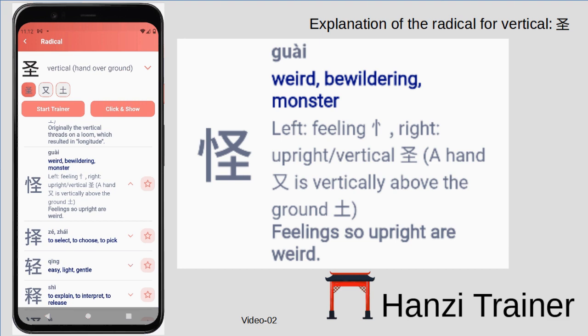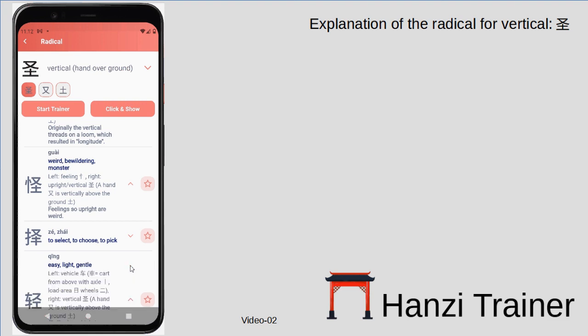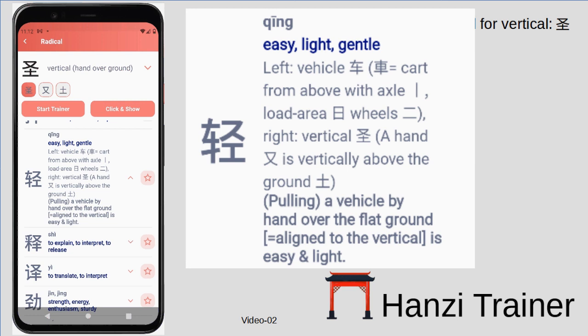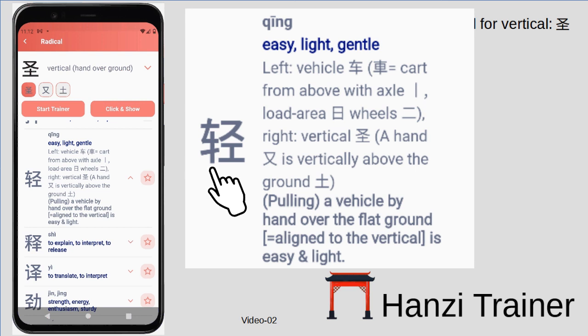The next entry is the character for easy, light or gentle with the pronunciation 轻、 The explanation tells us that this is a combination of a vehicle and that character for vertical. The character for vehicle is hardly recognizable because it is the simplified Chinese.